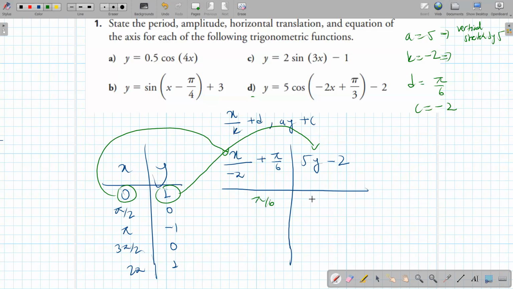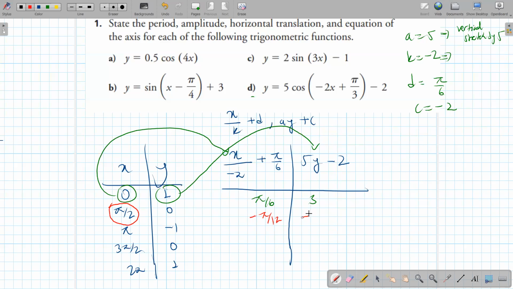The first one is going to be 5 pi over 6, 3. The next one is a little bit more complicated. If I plug pi over 2 in as x, what do I get for the whole thing? Pi over 2 divided by -2 plus pi divided by 6. So that gives you -1 over 12 pi, so that's negative pi over 12.